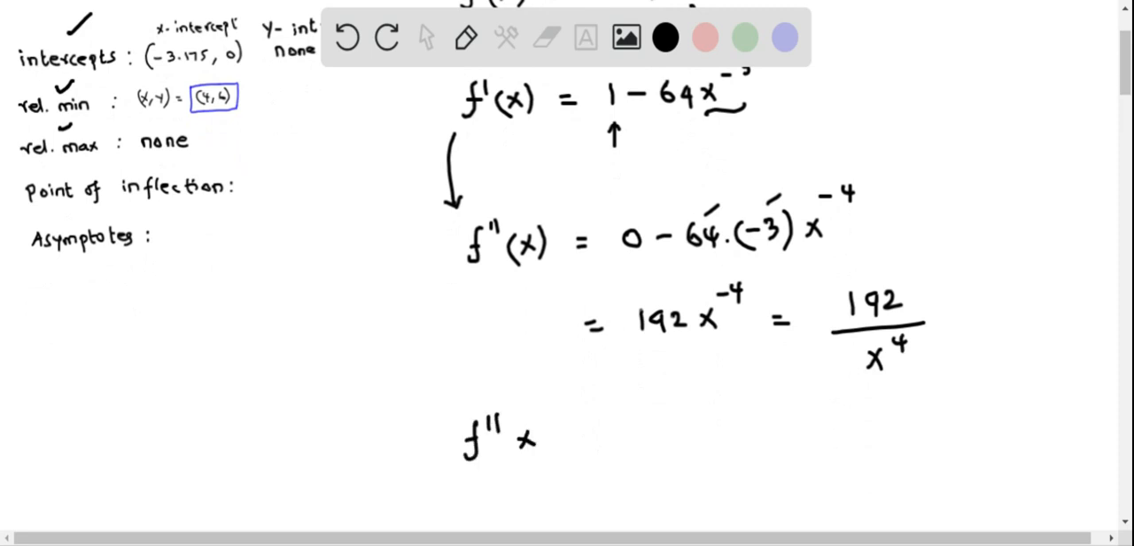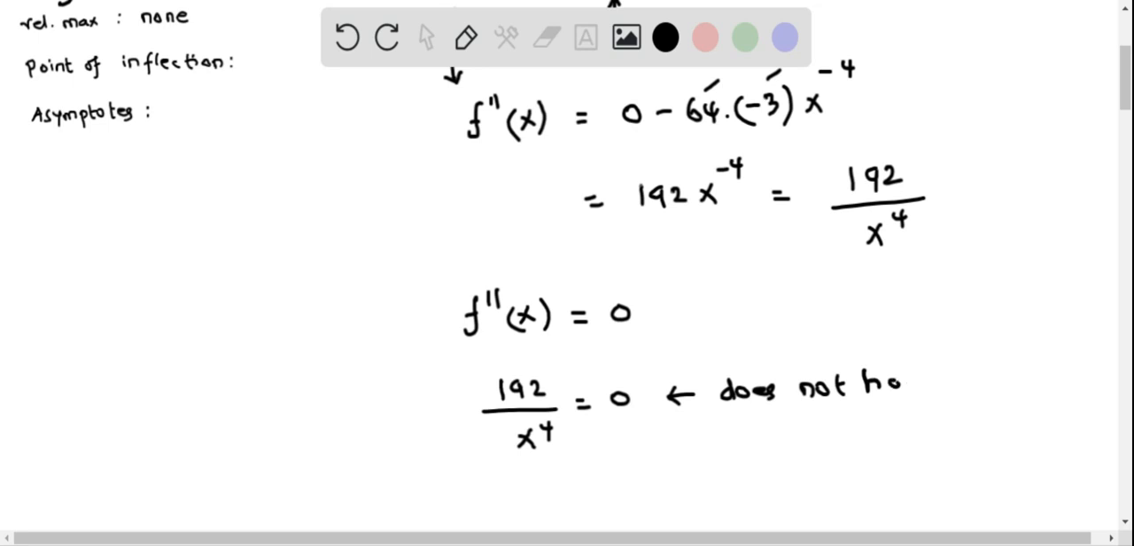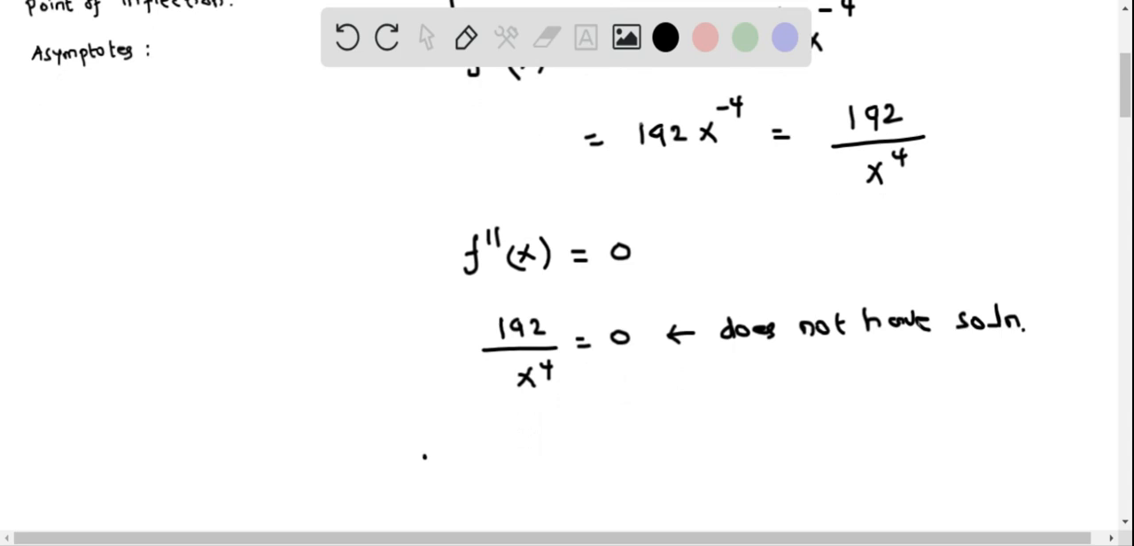So that is, we have to set up the equation f double prime of x equal to 0. And so when we do that, we get 192 by x power 4 equals 0. And this one does not have any solution. And so therefore we see that there are no points of inflection.